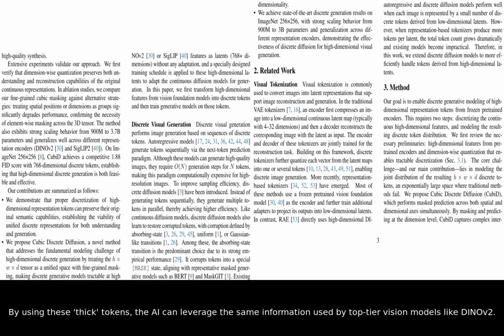By using these thick tokens, the AI can leverage the same information used by top-tier vision models like Dino V2. This means the AI doesn't have to learn a new, simpler language just to draw a picture. It preserves the original representation capabilities essential for understanding.